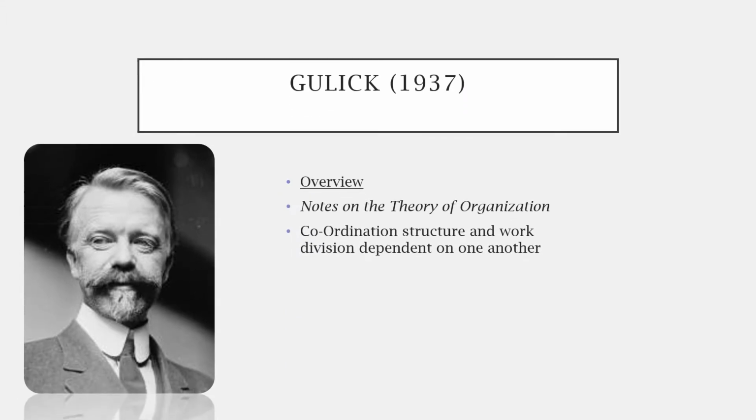To begin, Luther Gulick created a theory in 1937 in regards to the notes on the theory of organization. This is, in brief, coordination structure: the authority, or being responsible for one's task for the greater good of the group. That structure and work division are dependent on one another, and that is the success of an organization within a company or a state, whatever the organization's main goal is.